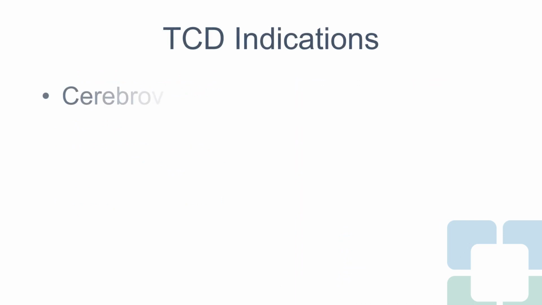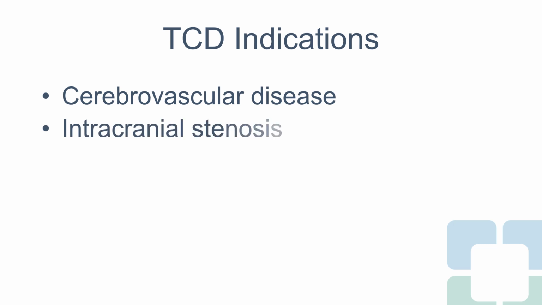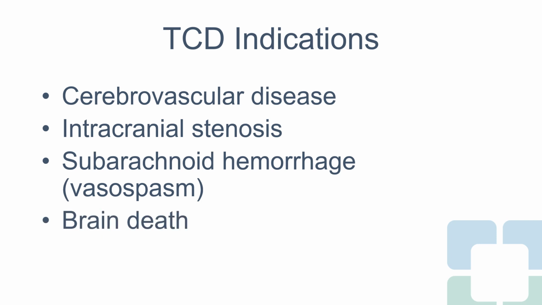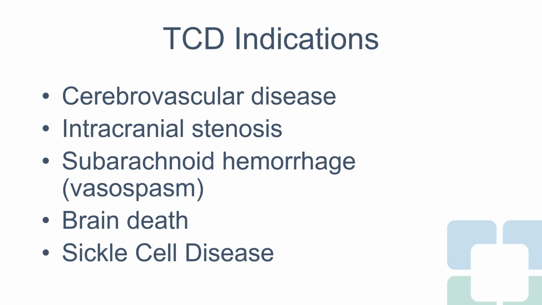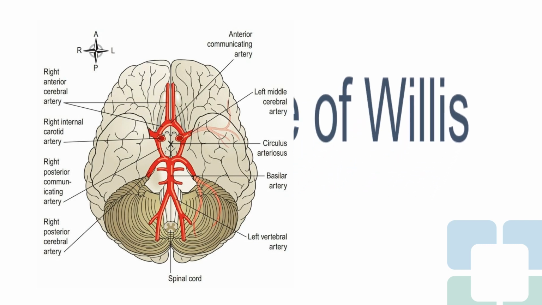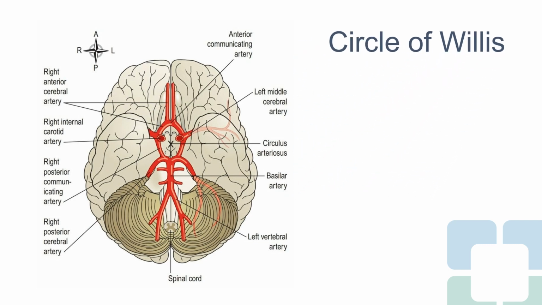What is it indicated for? It's cerebrovascular disease, intracranial stenosis, subarachnoid hemorrhage, particularly looking at vasospasm, brain death declaration, and also sickle cell disease. It can also be used for emboli detection, so continuous TCD, usually done in 30-minute intervals. Assess for right to left shunts, collateral pathways, and extracranial disease. For example, if there are dissections or occlusions in the extracranial disease, it can look at the effect intracranially, and in acute stroke.